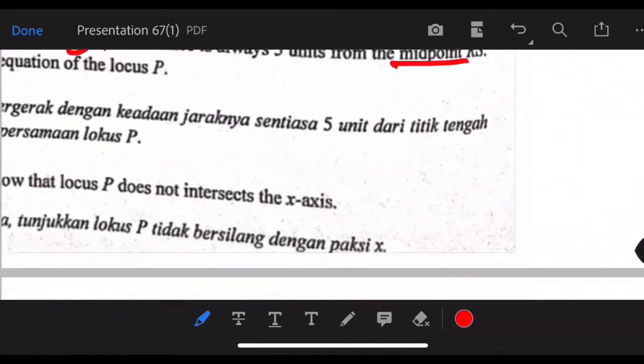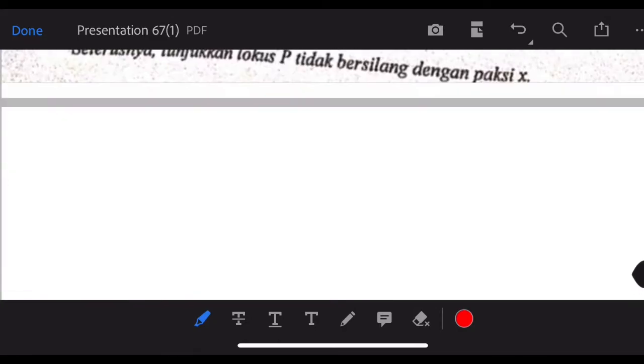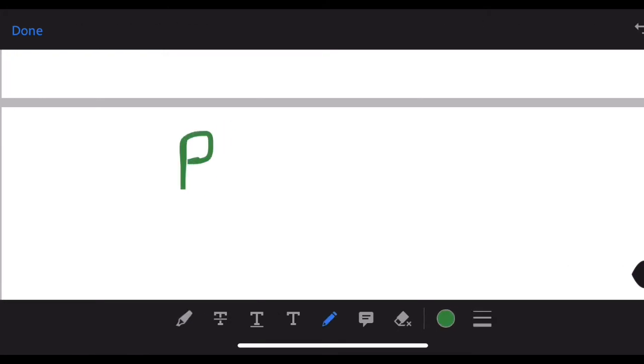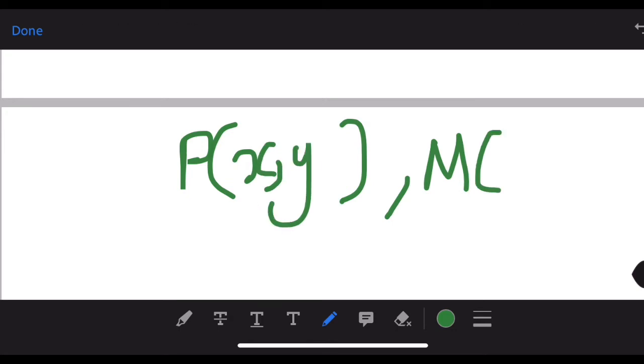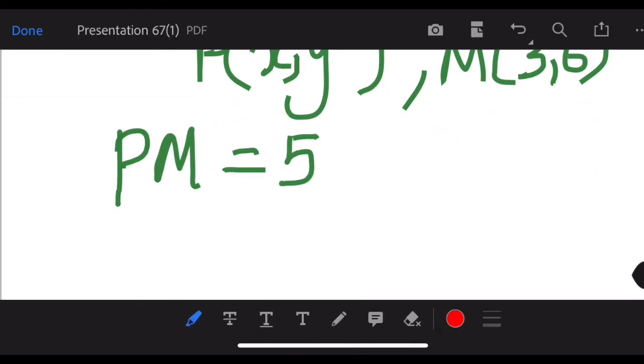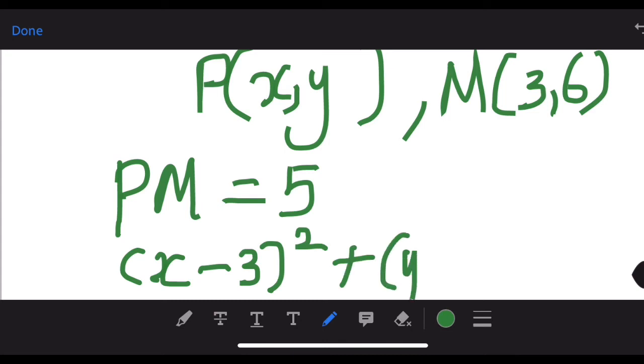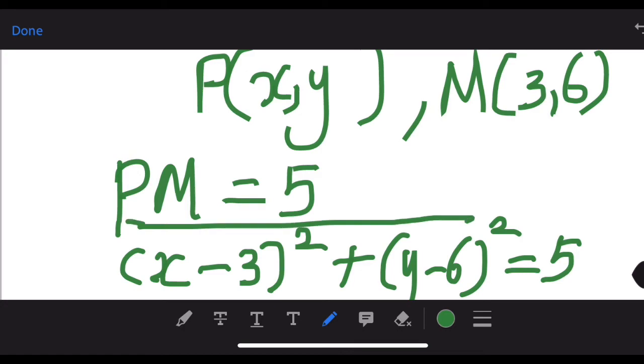Let's find a space to write. So now we have the point P and point M. Point P is the moving point. Point M is (3, 6), and the condition of the locus is PM equal to 5, right? Now let's apply the distance formula. The square root of (x minus 3) squared plus (y minus 6) squared is equal to 5. That is the distance formula.